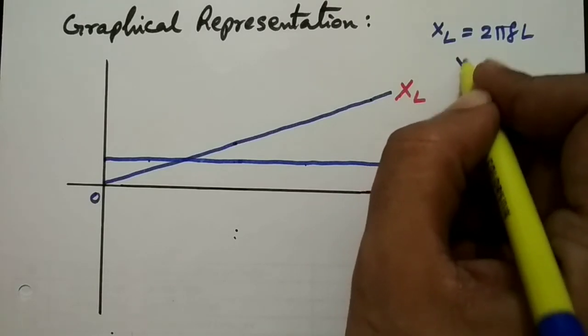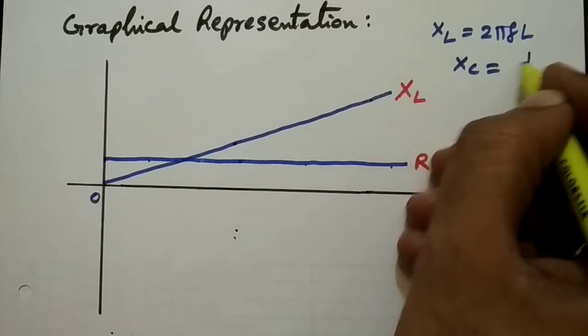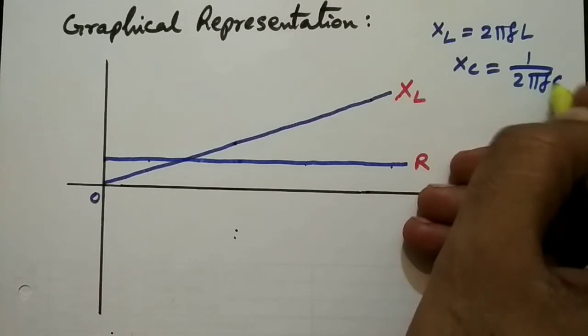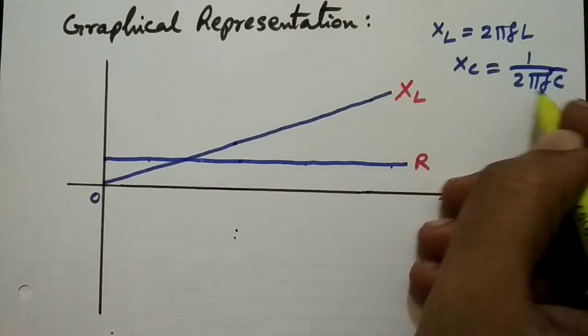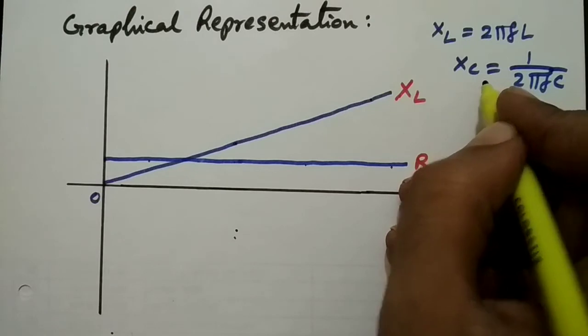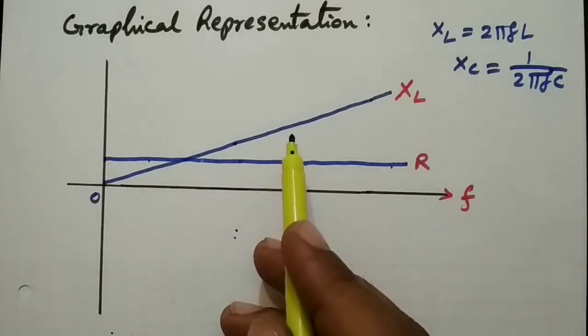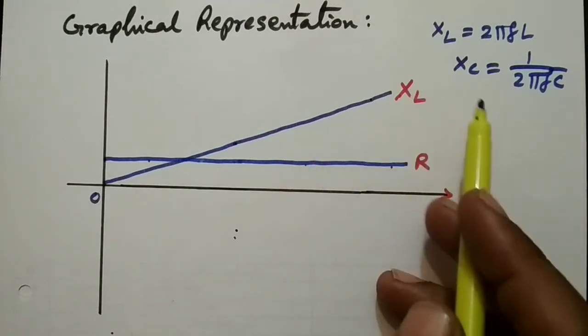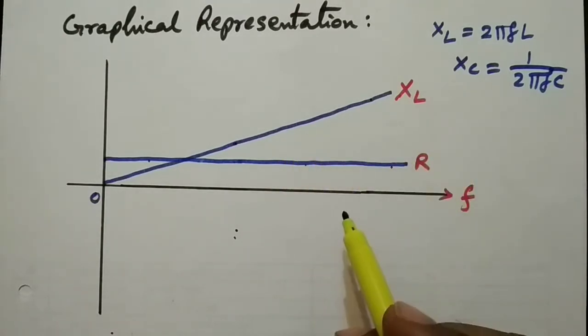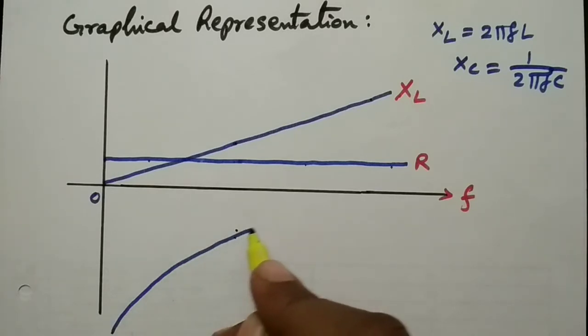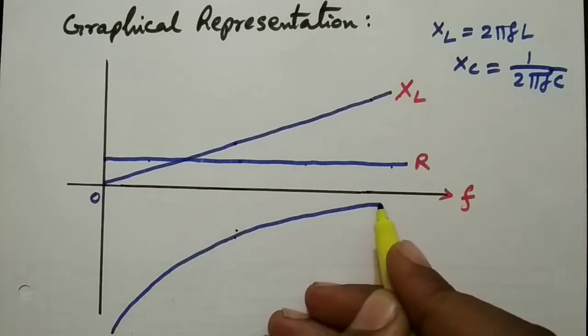Next is XC. We know that XC is equal to 1 upon 2 pi FC. And if the frequency increases, the value of XC will decrease. Here remember, the XC is always considered as the opposite of XL. So if XL is drawn in the first quadrant, taken as positive, XC will be drawn in the fourth quadrant and considered as a negative parameter. So the nature of the capacitive reactance will be a rectangular hyperbola in the fourth quadrant.